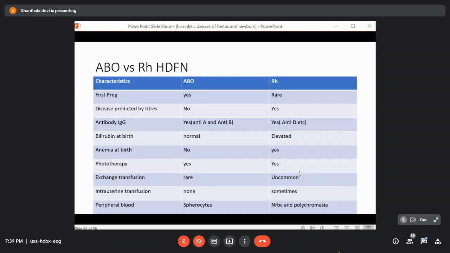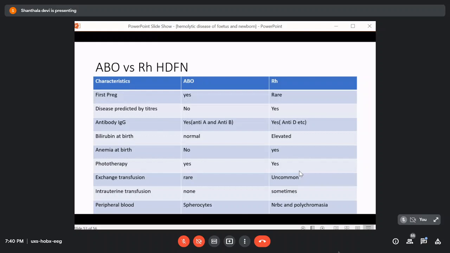And can the disease be predicted by the titers? In ABO, no, we cannot predict it by titers. However, in RH, yes, we can predict it by titers. What is the antibody which is seen in ABO? It is the anti-A and anti-B. In RH, it is the anti-D, or if it is some other minor group antigen, those antibodies can be present. Bilirubin is normal at birth and anemia is generally not present. However, in RH incompatibility, bilirubin can be elevated and they can be anemic.